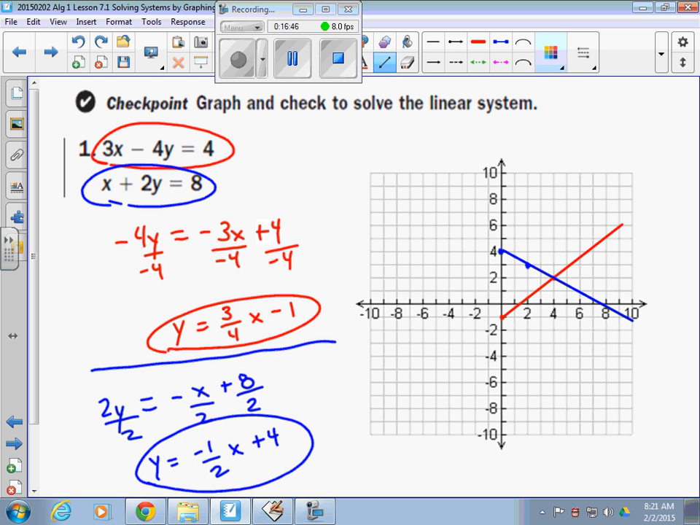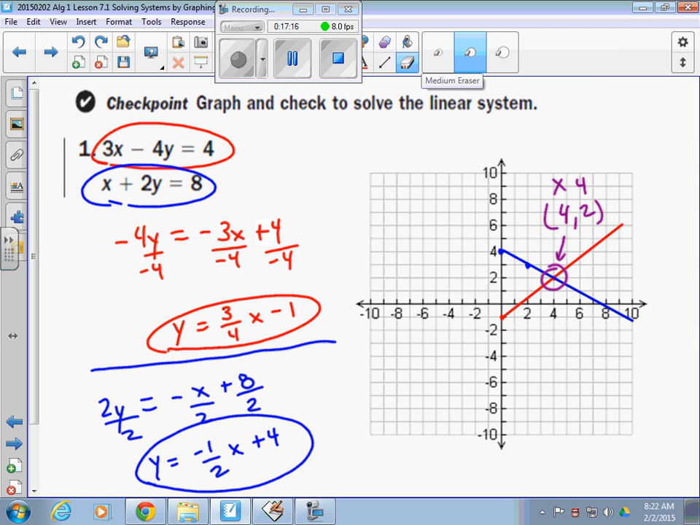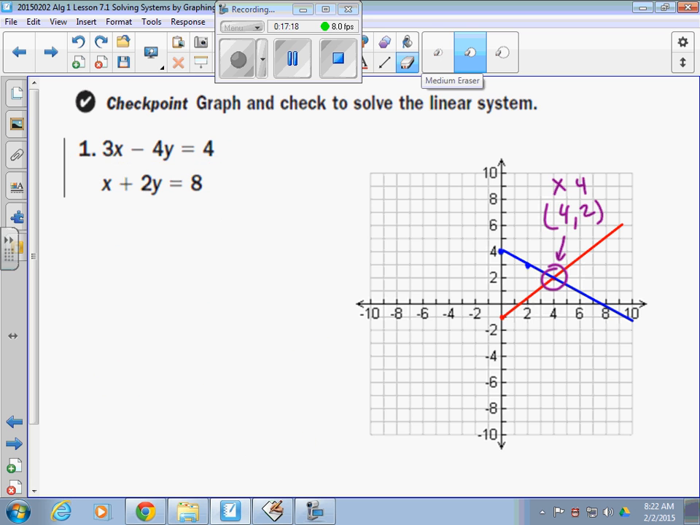You can estimate it. So step 1 was to get it into forms that you can graph easily. Step 2 is to graph them both on the same plane. Step 3 is to estimate what this point right here is. To me, that point looks like its x value is 4 and its y value is 2. So x is 4, y is 2. That's step 3. Step 4 is to check them algebraically. So algebraically plug in 4, 2.